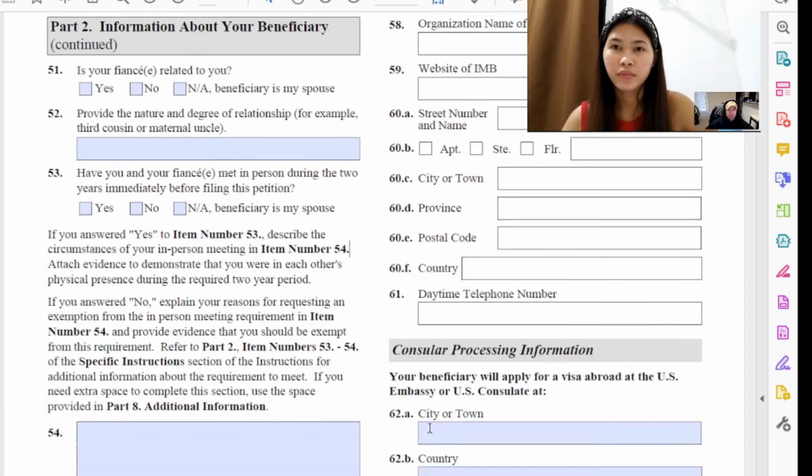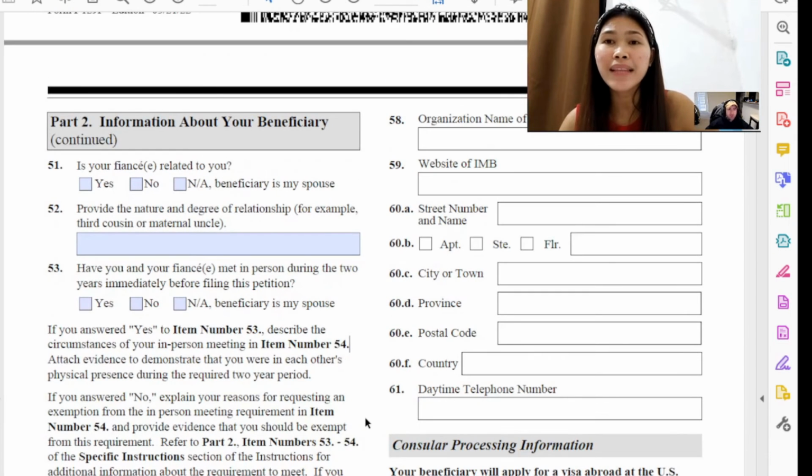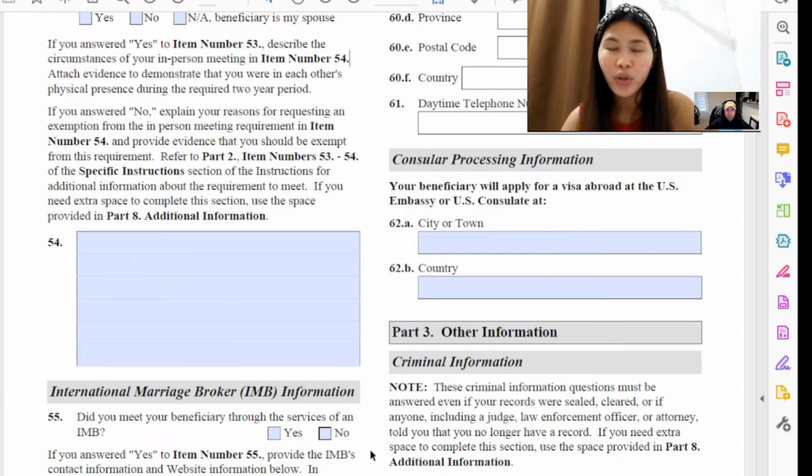Let me see here. Let's keep going. International marriage broker, don't have one. No. So if you met on a dating site or dating application, that is not an IMB, guys. International Marriage Broker, that is not. So you just put no. And we did not put any supporting documents for that because they said that they already know that dating sites or dating apps are not IMB.